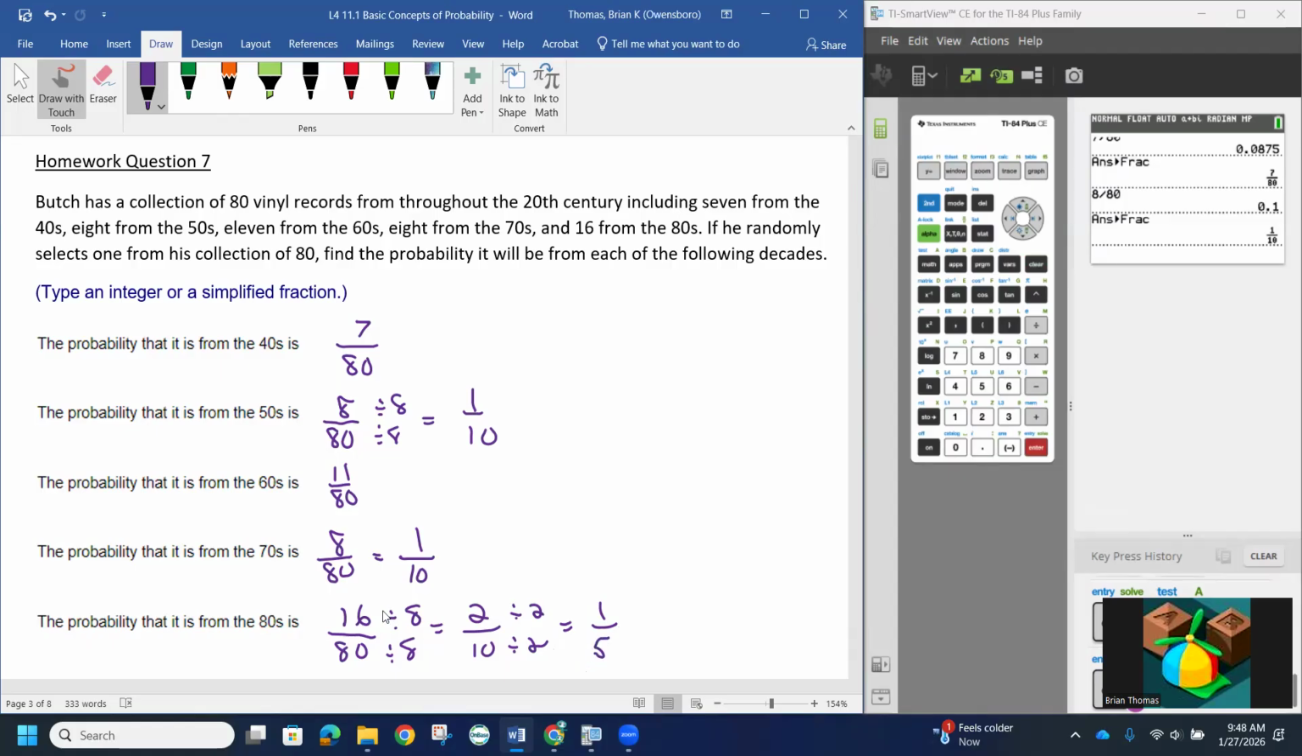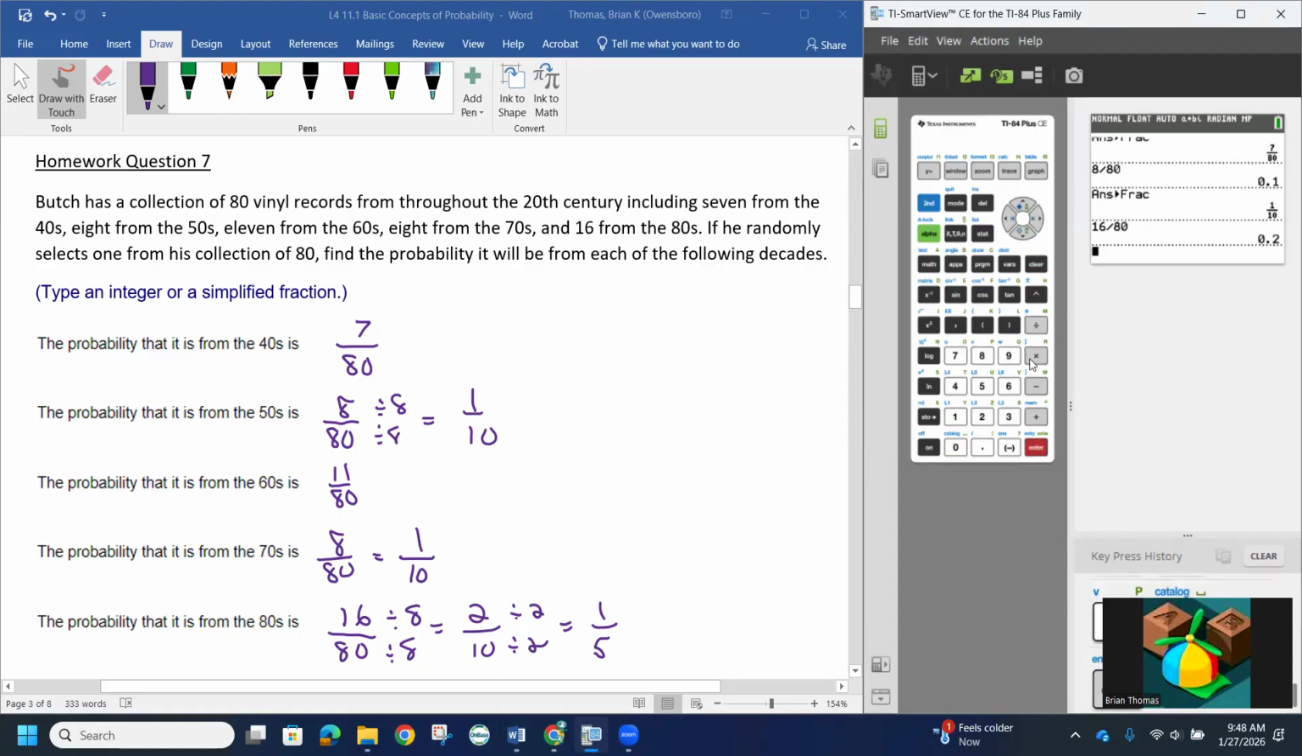Now, again, you can use your calculator. You go 16 divided by 80 and get the 2/10, if you will. But you can go math and say, hey, would you convert that to a fraction for me, 1/5? Now, remember, the F1 button does have the fraction button. So if you want to enter it in as a fraction, you can.